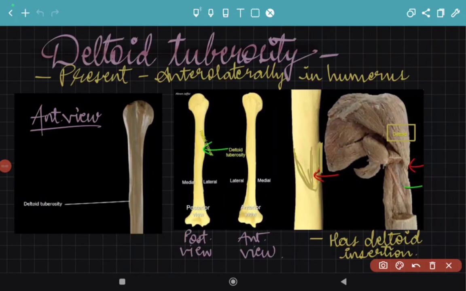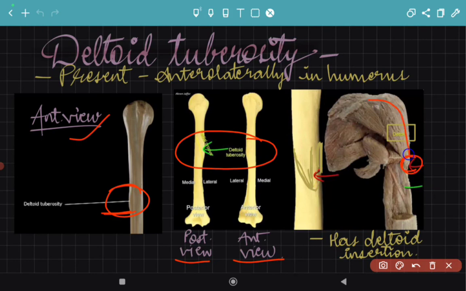Deltoid tuberosity of the humerus. It is present anterolaterally in the humerus as seen in the anterior view. It can be appreciated in posterior as well as anterior view as can be seen in this diagram. This deltoid tuberosity has the insertion of deltoid muscle to it.